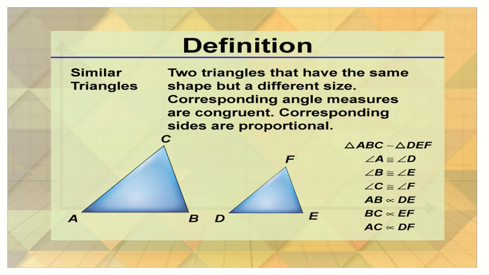Next we are going to see what a similar triangle is. Two triangles that have the same shape but a different size. For example, if I say you people look similar, what does it mean?